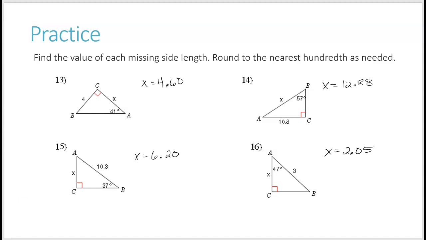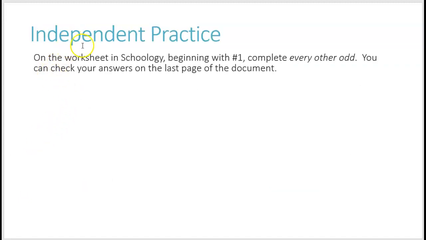All right. Okay, so now independent practice. There is in Tuesday's folder, January 12th, in Schoology, beginning with problem number 1, I would like for you guys to work on every other odd. So you are going to start with number 1, and then you're going to skip number 3 and do number 5, and then you're going to skip 7 and do 9, and skip 11 and do 13, and so on and so forth.